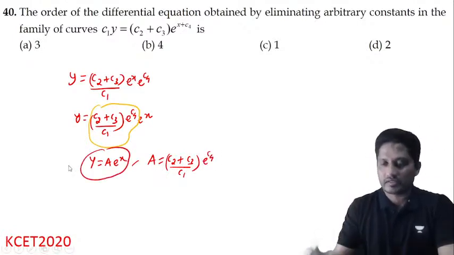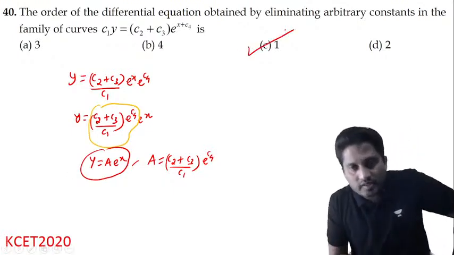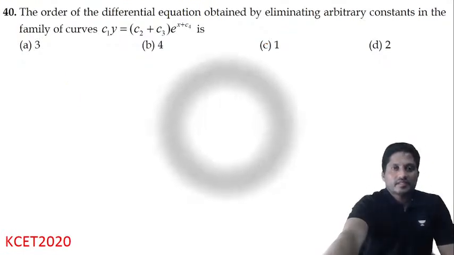Number of arbitrary constants is equal to order of the differential equation. One constant, order should be one only. Let's move to the next question.